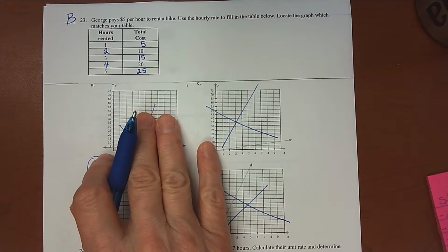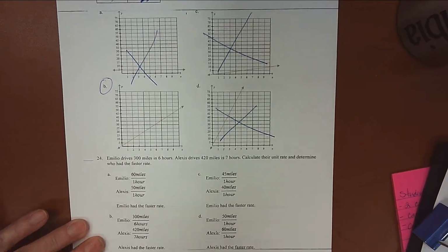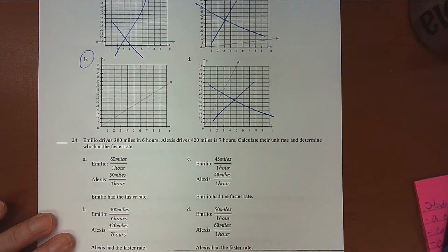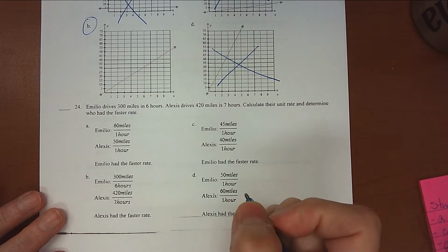All right, we've got Emilio drives 300 miles in 6 hours. Alexis drives 420 miles in 7 hours. Calculate their unit rate and determine who had the faster rate.